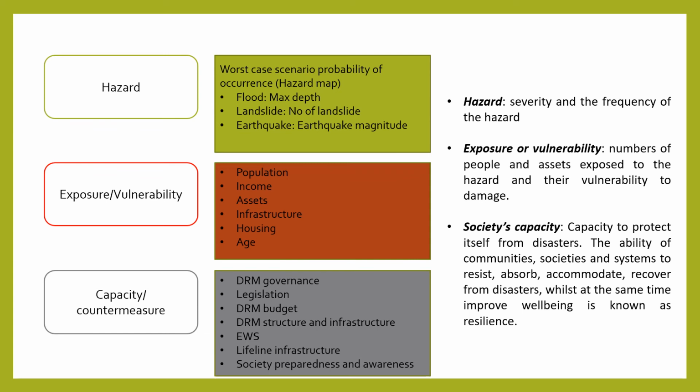Okay, and capacity or countermeasures. It might be that they have some disaster risk management governance. DRM means disaster risk management. So if you have some risk management governance, if you have some legislation related to disaster, if you have a budget, then that can be considered as data for capacity or countermeasure.